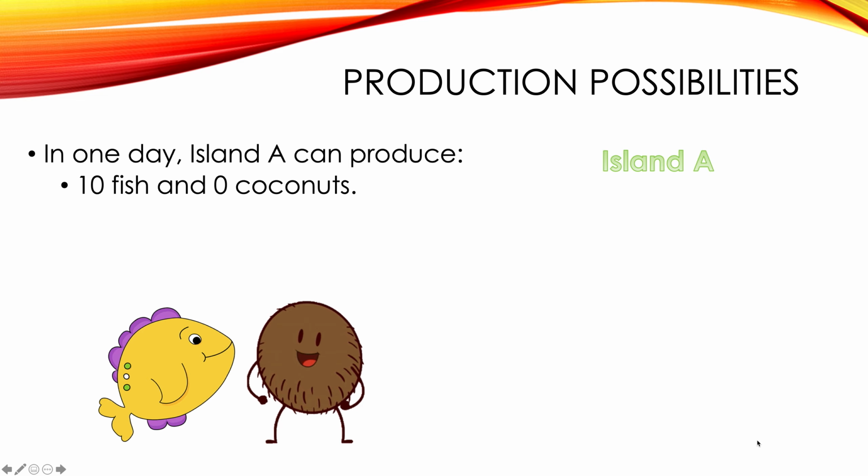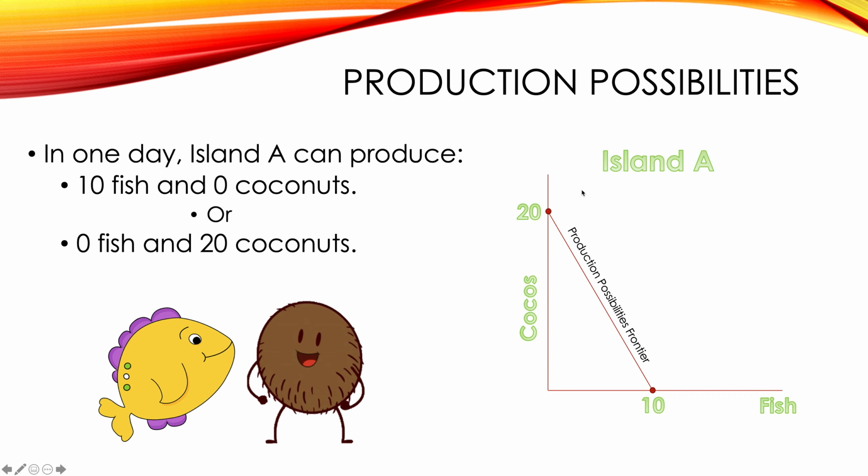And of course, these are the two extremes, but there's lots of other production combinations that this country could opt for. And so we can create a straight line, just like this one, right? This is what we might remember is called a production possibilities frontier. Any combination of fish and coconuts on this line is an efficient point of production. Anything outside of this frontier is impossible with the resources that they have, and anything inside of the curve is possible, but it's what we call underutilizing because they are not making as much stuff as they could. So this is Island A's production possibilities.